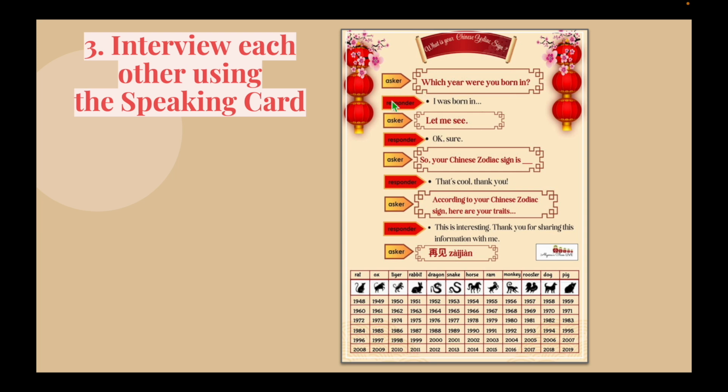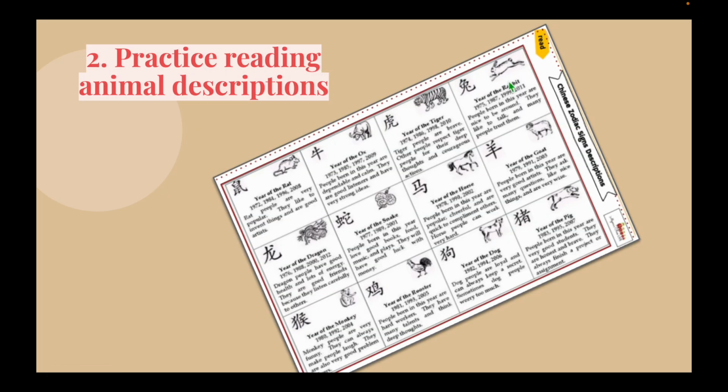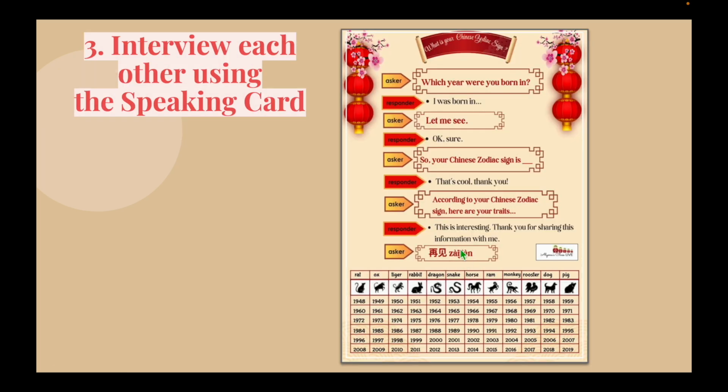So the questions were as follows. Asker: Which year were you born in? Responder: I was born in so-so. Asker: Let me see. Responder: Okay, sure. Asker: So your Chinese zodiac sign is, after they consulted this chart, they would tell them. Responder: That's cool, thank you. Asker: According to your Chinese zodiac sign, here are your traits. And then they go to this chart, which is on their clipboard, and read their traits. The responder says, this is interesting, thank you for sharing this information with me. The asker says, 再见.